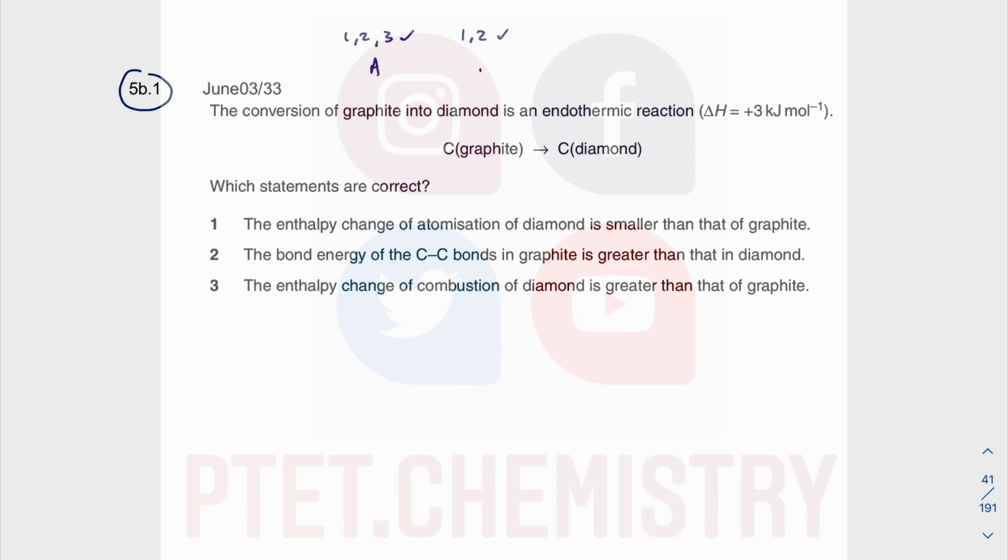1 and 2 are correct is option B. 2 and 3 are correct is option C. Only 1 is correct is option D. This is quite common in the Cambridge International A-Level paper 1, obviously.